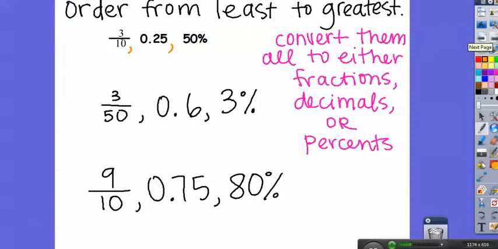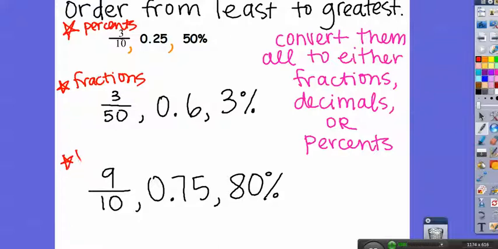Now for homework, I want you to order from least to greatest the following fractions, decimals, and percents. And for this first one, they all have to be the same. So you either have to make all of them fractions, all of them decimals, or all of them percents before you can determine which one is least or greatest. So the first one, I want you to convert them all to percents. The second one, I want you to convert them all to fractions, and then determine which one is least to greatest. And then the last one, I want you to convert them all to decimals.